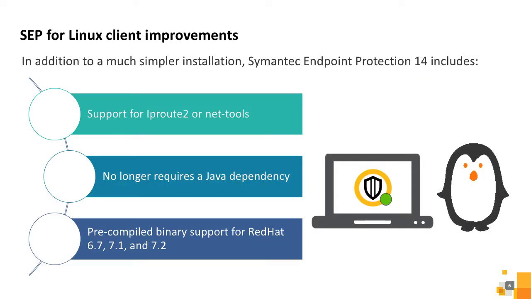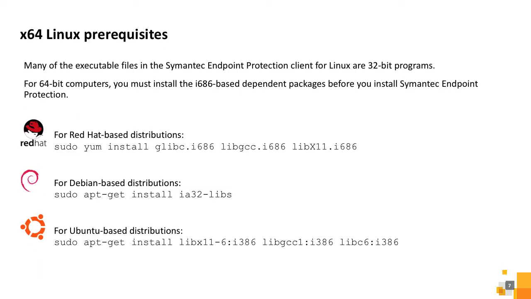SEP for Linux 14 clients supports the IP Route 2 Utility Suite or NetTools. Symantec Endpoint Protection uses one of these two tools, depending on what is already installed on the computer. Java support is no longer required, and precompiled binary support has been added in Red Hat 6.7, 7.1, and 7.2. On 64-bit Linux, you must install the 32-bit supporting library for SEP for Linux to run, because many binaries are 32-bit. Use the commands shown on the slide to install these components.